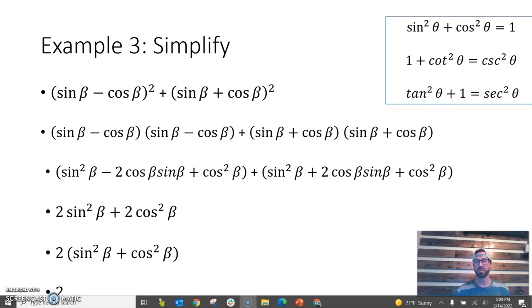Okay, so there's our third example. These Pythagorean identities, I can't say enough with identities, the more that you do, the better you get at them. But write those 3 identities down, use those, reference those over and over.